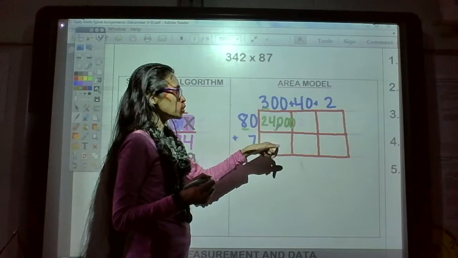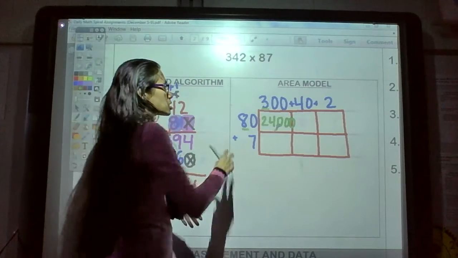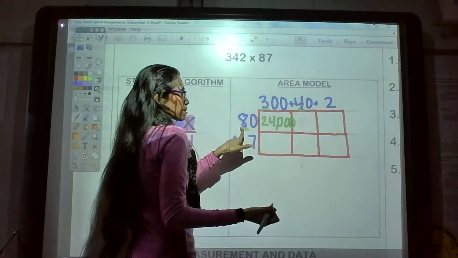For this, well, we can do this box, this box. It doesn't matter which box you do. We're going to do all of them. Let's go ahead and multiply with this 8. 8 times 4 is 32.